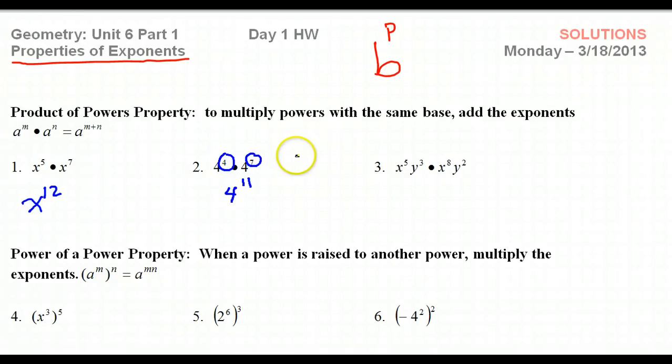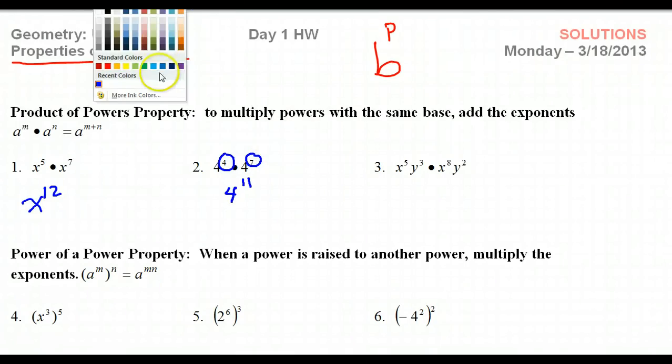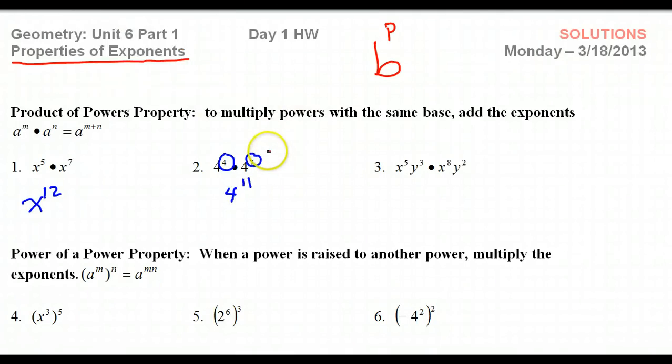But please understand, some kids think that this will be, let me put this in green because this is wrong, what I'm about to say. This is about to be a no. A common mistake is kids will do 16 to the 11th power, thinking that they're going to do 4 times 4. Well, no, you don't do 16. You don't just multiply 4 times 4. You keep the 4 and add the 4 and the 7 makes 11.